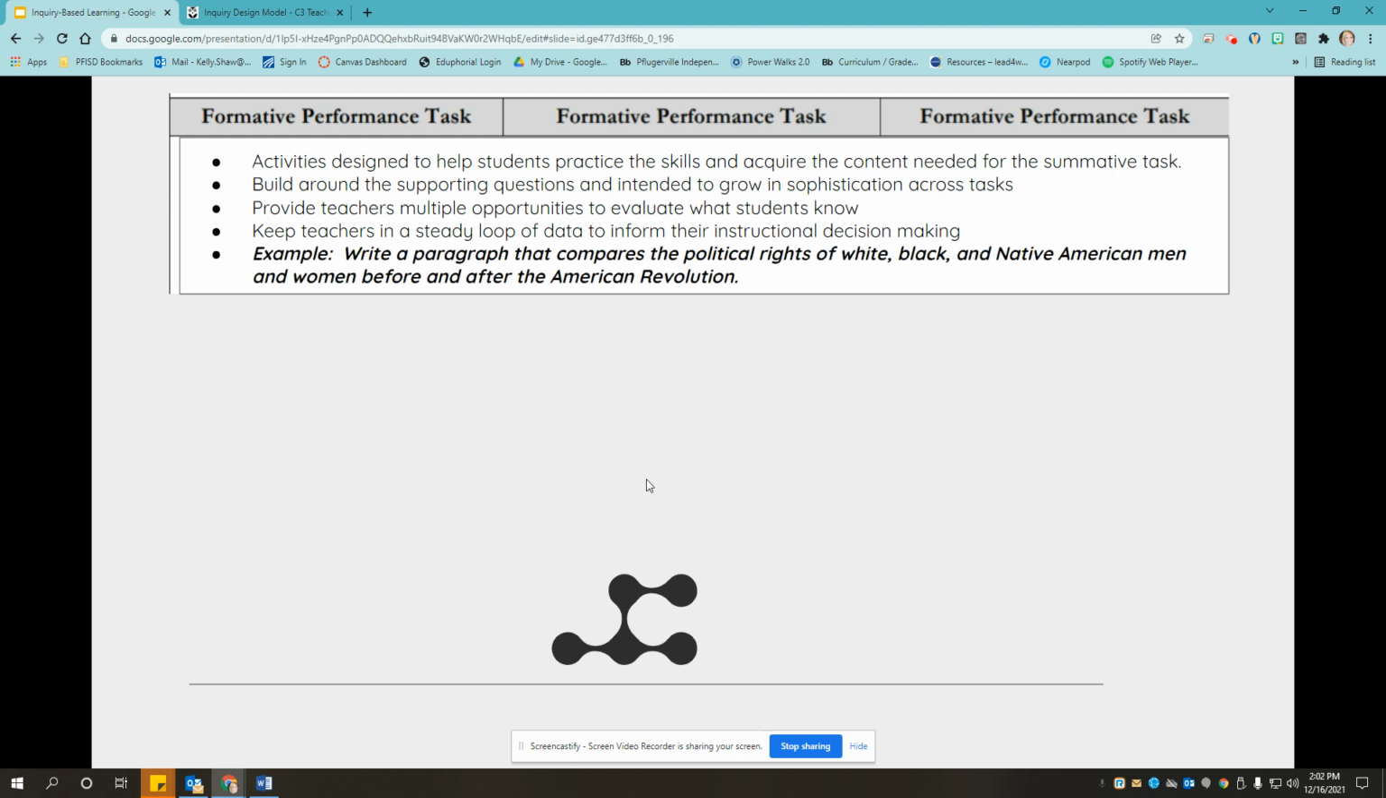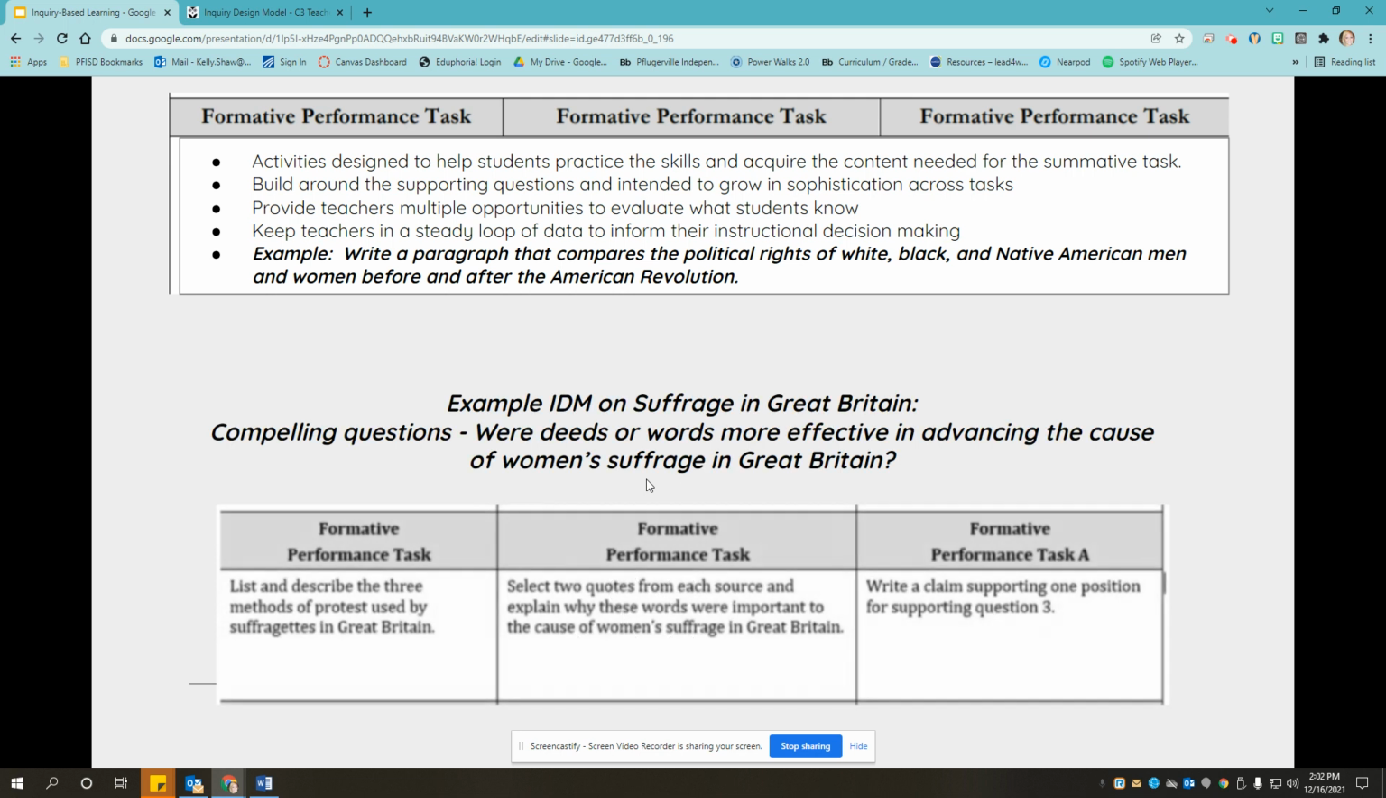So an example of a formative task for the American Revolution would be, write a paragraph that compares the political rights of white, Black, and Native American men and women before and after the American Revolution. For the suffrage IDM, one example of a performance task would be, list and describe the 3 methods of protest used by suffragettes in Great Britain.